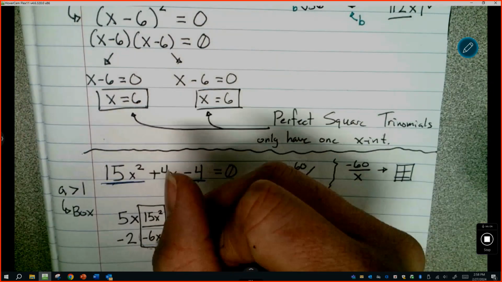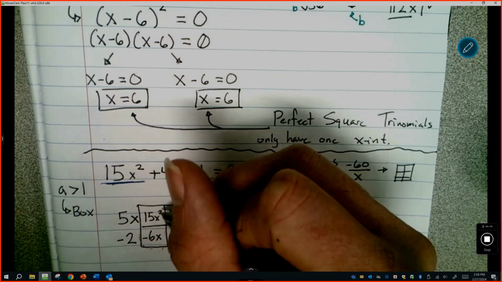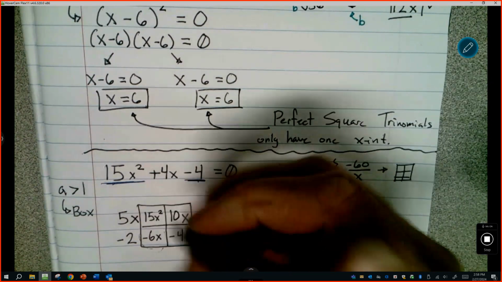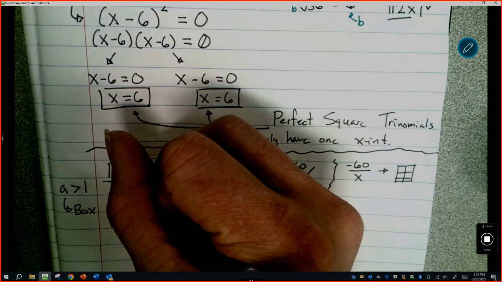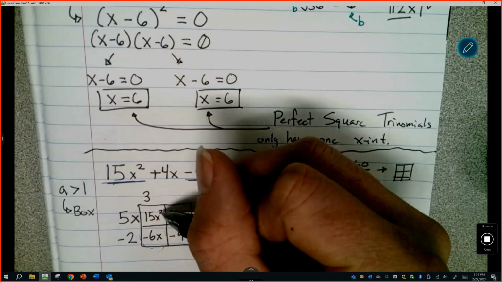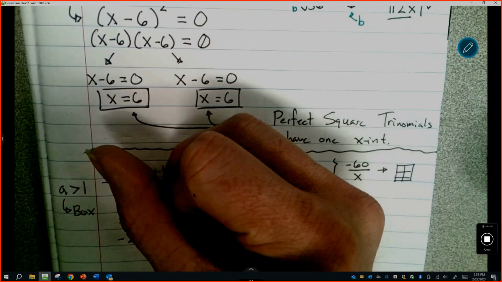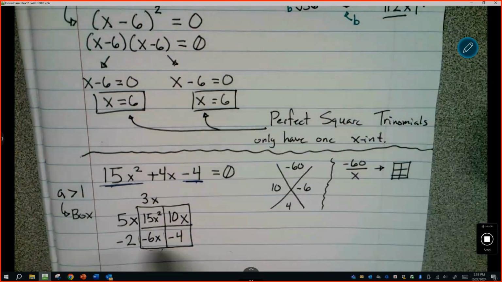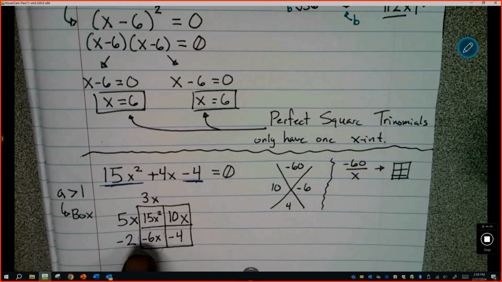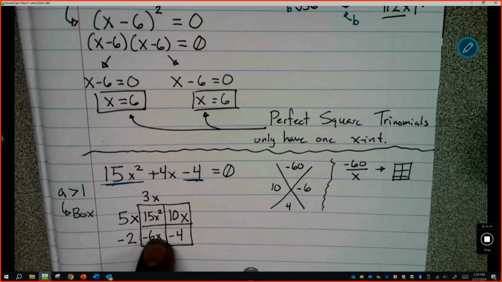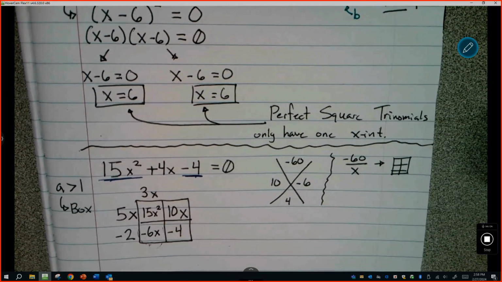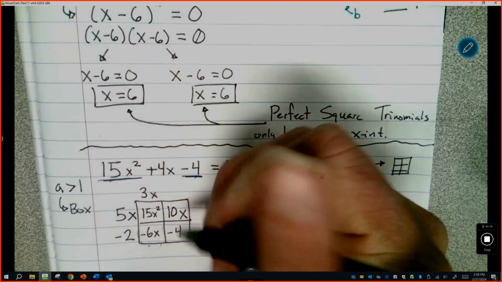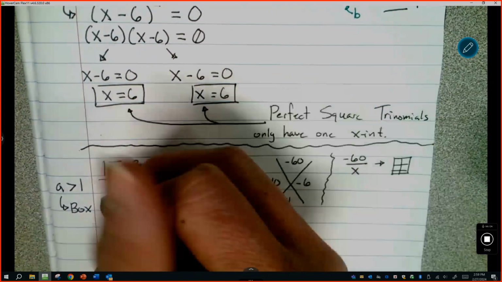For the column now, 15x squared and -6x. The GCF of the coefficient is 3. But since there's an x squared here and an x, I can factor out an x from both. Notice how I didn't take out a negative. I only take out a negative if the first one is negative. My first one is positive, so I'm going to take out a positive. Now again, GCF, this time it's just 2.